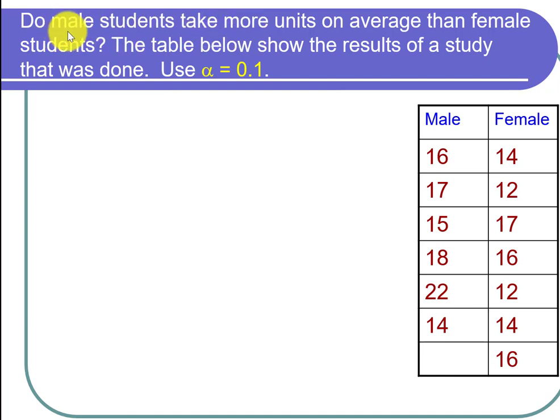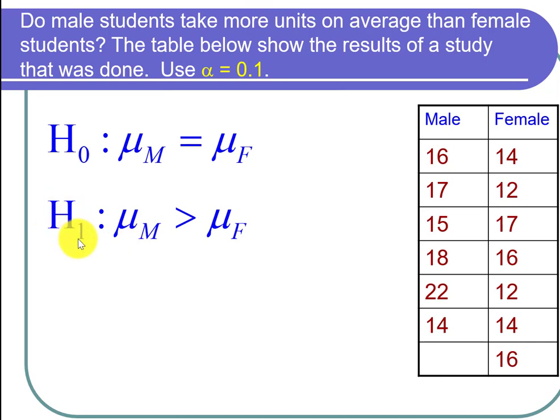If they're the same, then our null hypothesis would be H naught colon, and the same means mu sub m, the population mean number of units for men, is equal to the population mean number of units for females, mu sub f. All right, we want to find out if male students take more units. The keyword is more. So our alternative hypothesis, I'll call it H1, you can call it HA, whatever works for you, colon, mu sub m is greater than mu sub f.